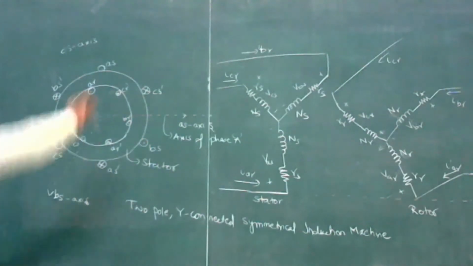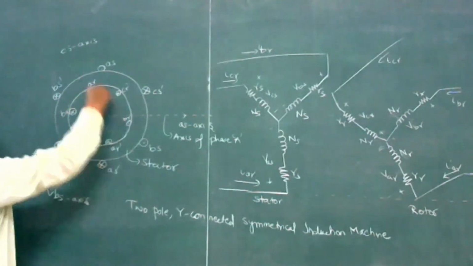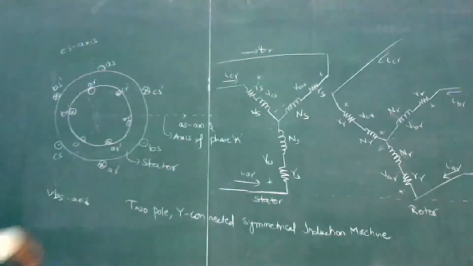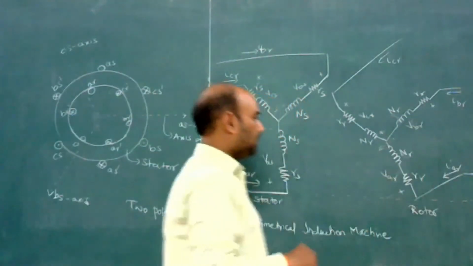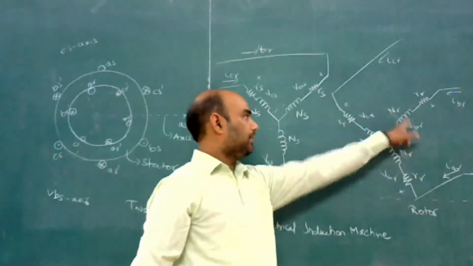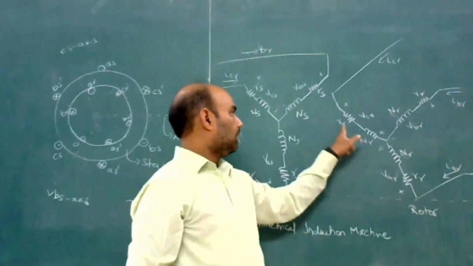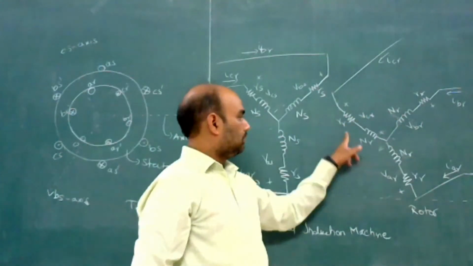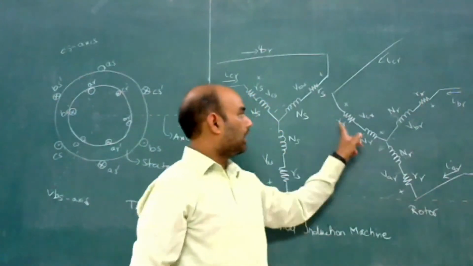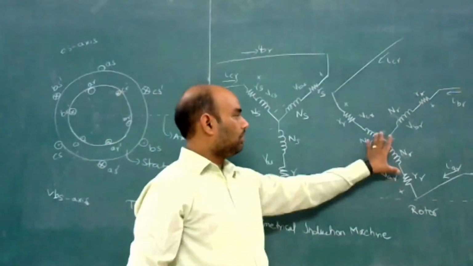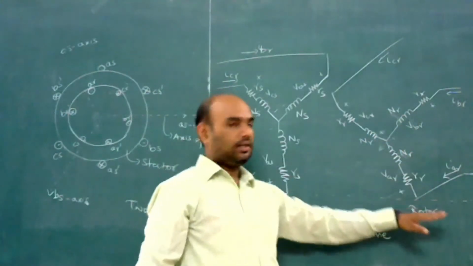Similarly, the rotor winding. Three rotor windings are shown here, and the resistance is RR. This is a symmetrical winding, so each winding has the same resistance R, and an equal number of turns NR for the rotor winding, which is connected in star.